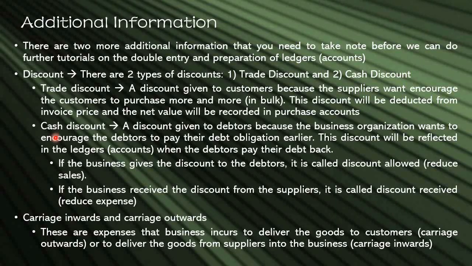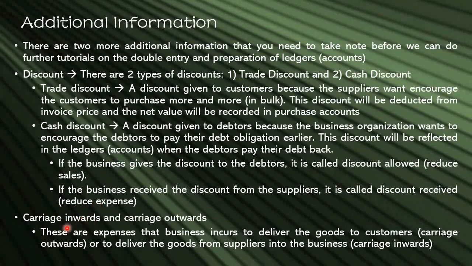Okay, if the business gives the cash discount, then it is discount allowed. Tapi kalau kita terima discount, then it is called discount received. So discount allowed will reduce sales, reduce revenue. Okay, whereas discount received will reduce purchases. Maksudnya dia akan reduce expenses.